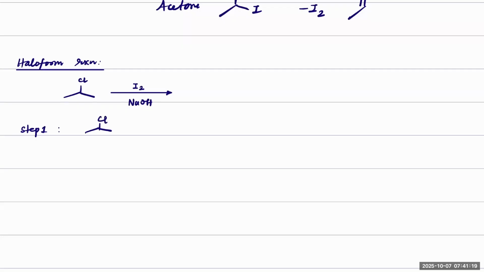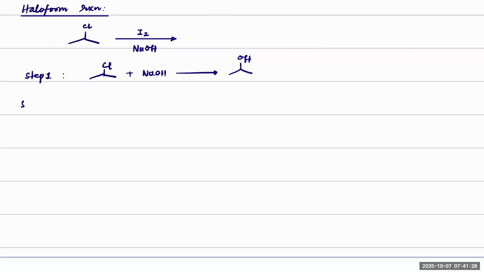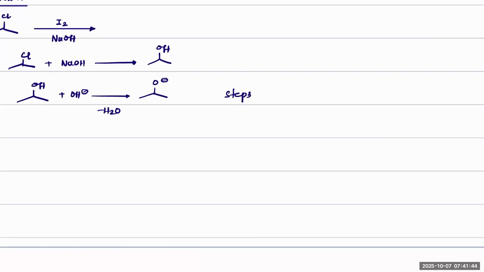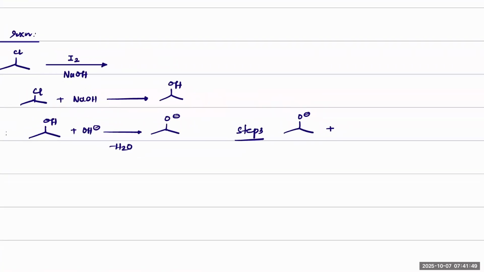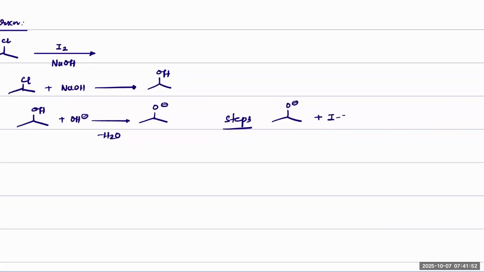So alkyl halide, when it reacts with NaOH, will first become alcohol, a 2-degree alcohol here. And step 2, this alcohol in the presence of OH minus will become alkoxide like this. Step 3 is that this alkoxide, when you treat it with I2, will convert into O and I plus I minus.